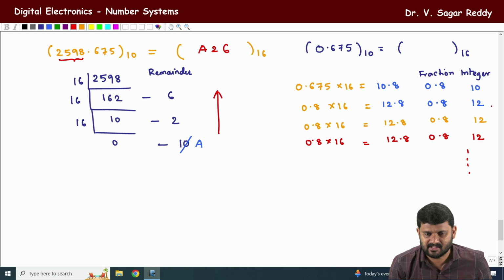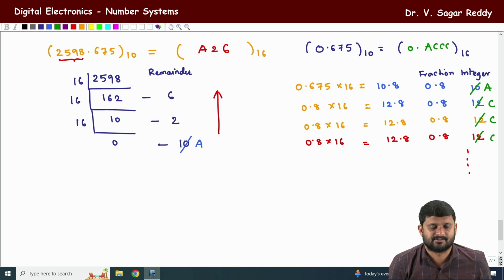Now we can represent 0.675 in hexadecimal like this: the 10 means A, so this is A, C, C and C. We can write 0.ACCC like that.